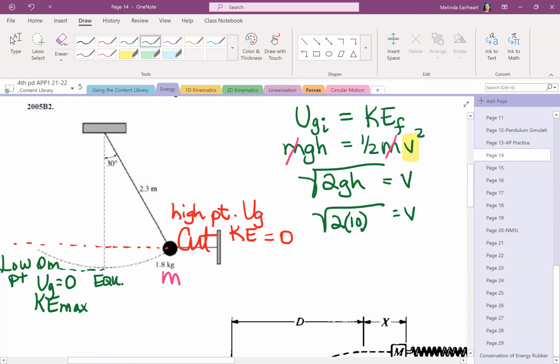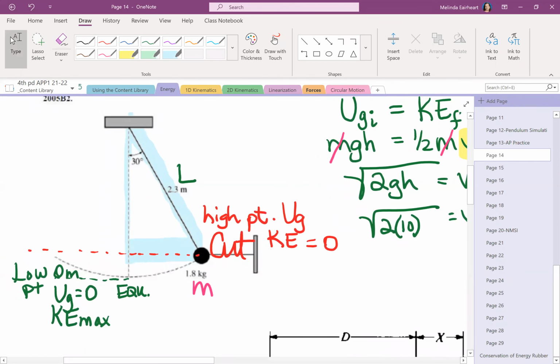Uh-oh. What do we plug in for h? The height change. Is it 2.3, equal to the length? No. But do you see a right triangle? Can we do some trig? Now be careful, height is not in the triangle. Let me zoom in a little more. Okay, the height that we want is just outside. It's from the low point to the high point.